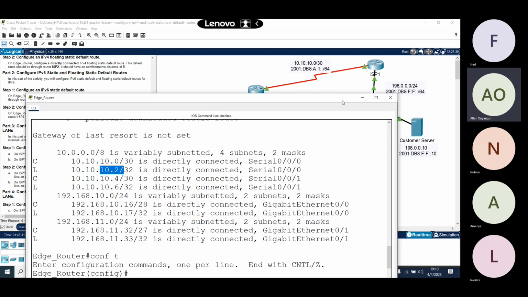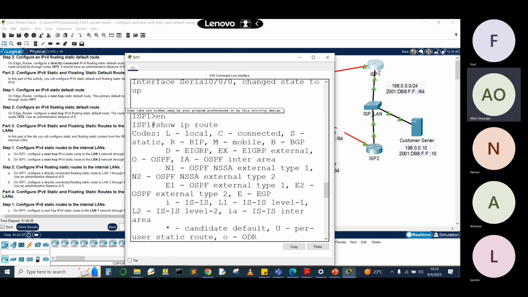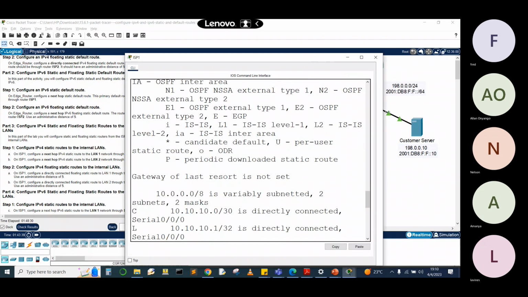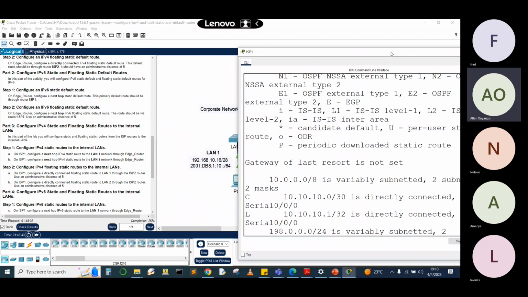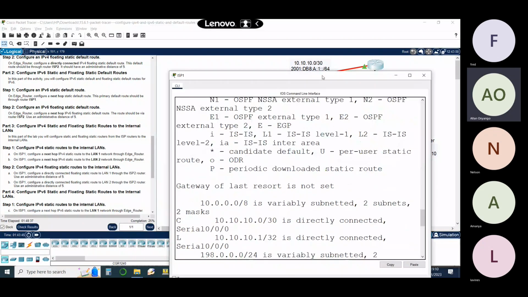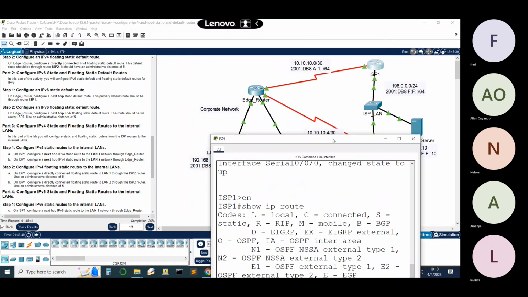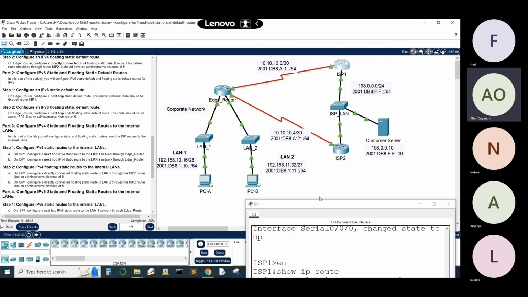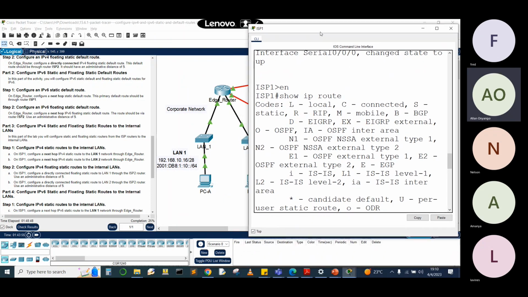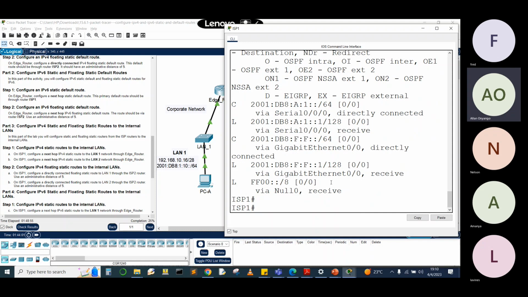So let me minimize this, and I go to the ISP1. And for ISP1, I need us to see something here, because if we don't see this, there's going to be a problem. So what I want to do is move this a little bit to this side. Then I'm going to bring my command line here.